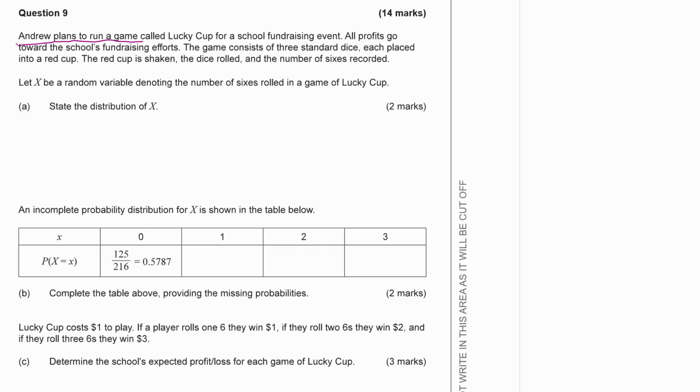Andrew plans to run a game called Lucky Cup for a school fundraising event. All profits go towards the school's fundraising efforts. The game consists of 3 standard dice, each placed into a red cup. The red cup is shaken, the dice rolled, and the number of 6s recorded.